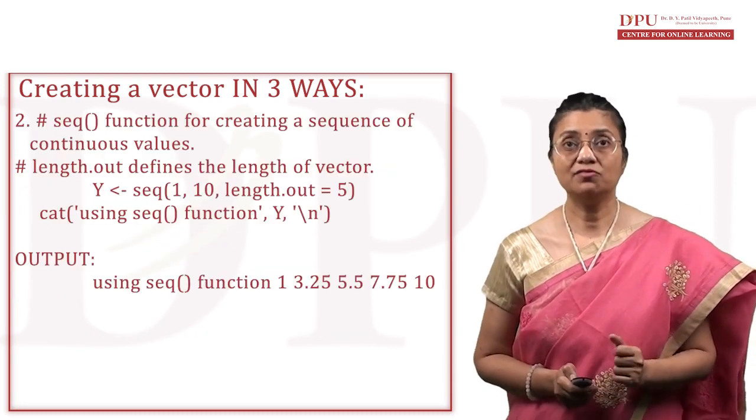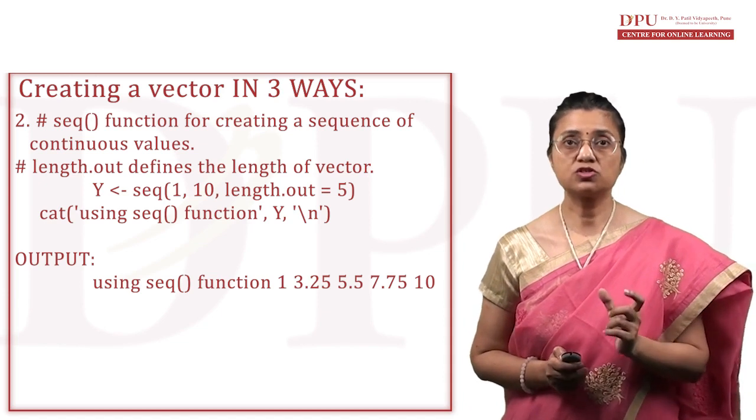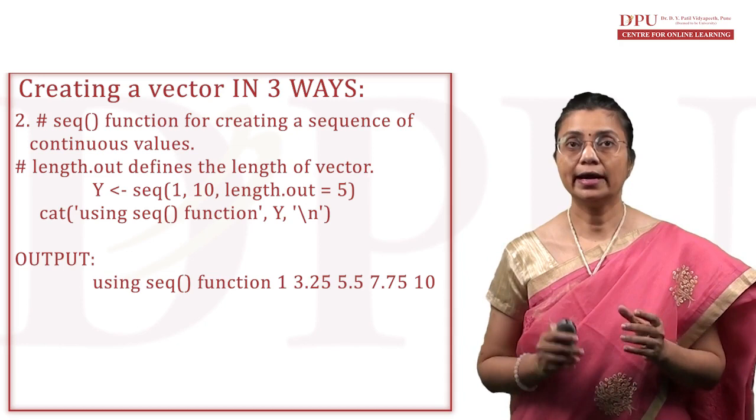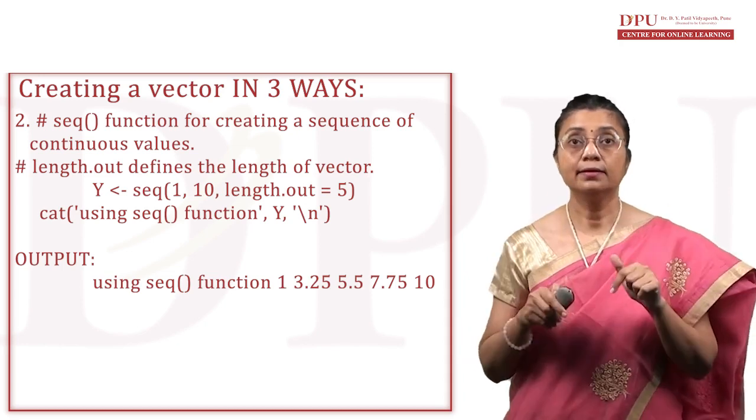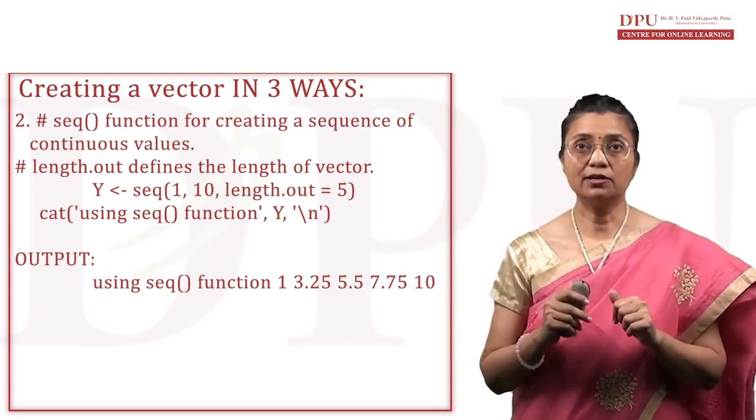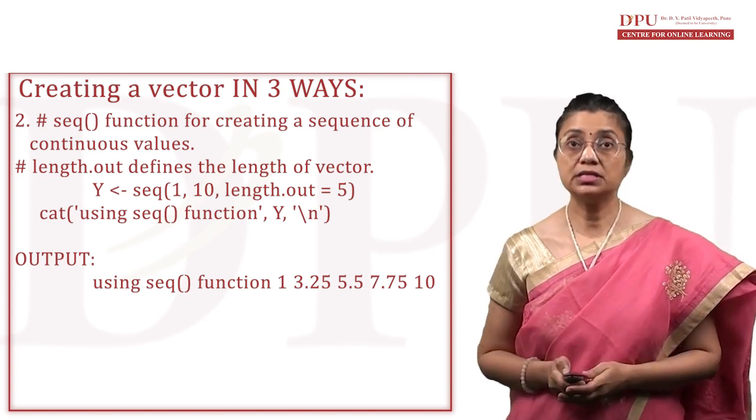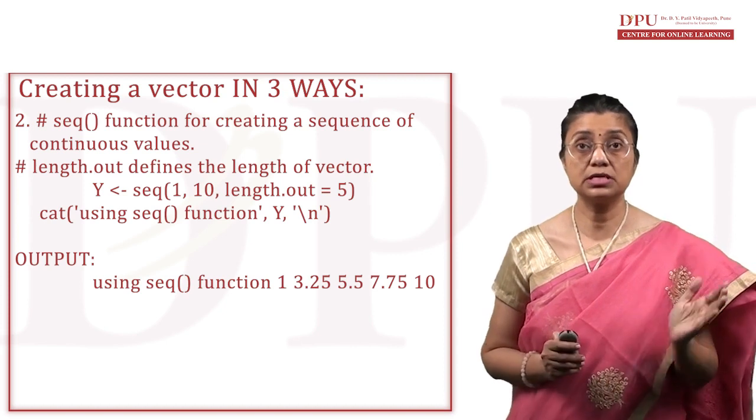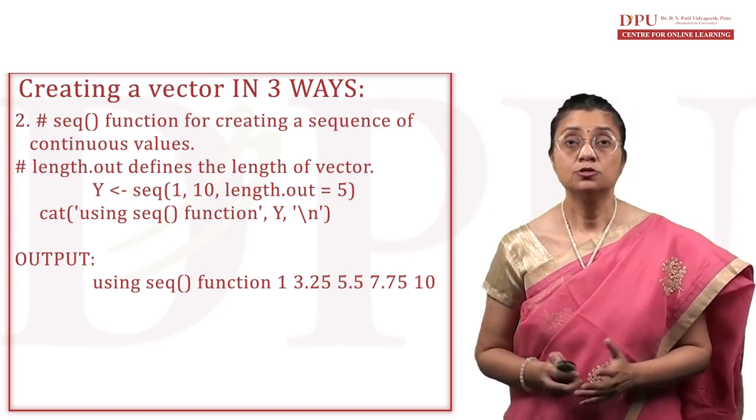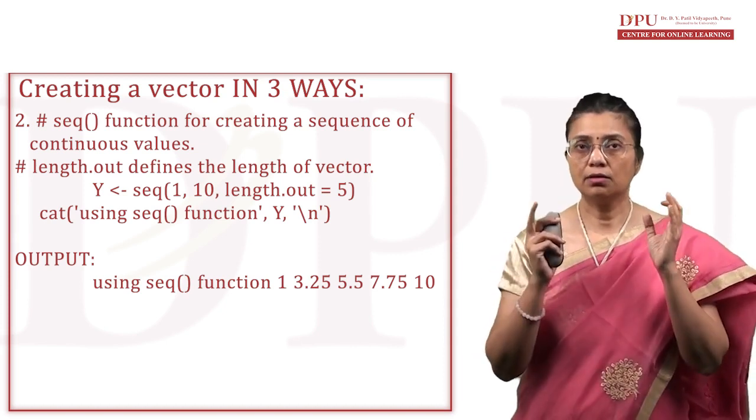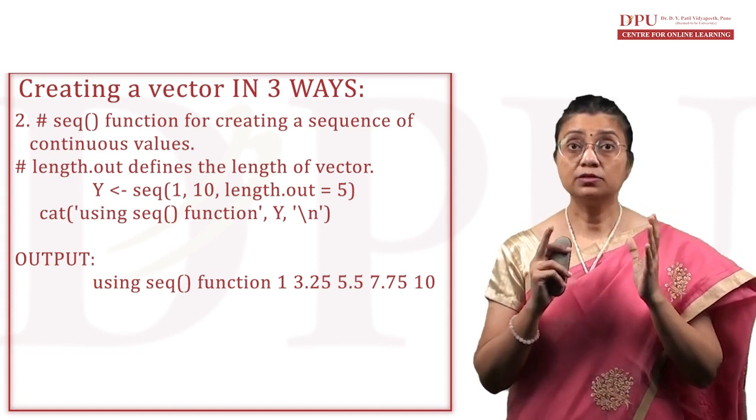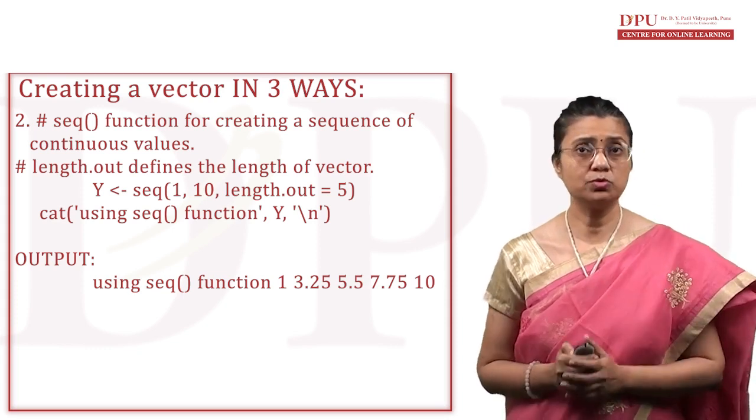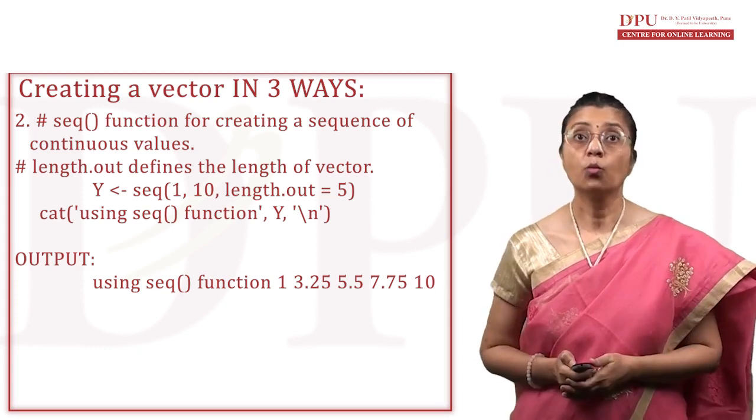Now in the second way, we have a very special function which is called the sequence function. This sequence function is written as seq and brackets. The seq function is used for creating a sequence of continuous values. As the word suggests, sequence, it is a sequence of continuous values. You can see there is a very typical length.out attribute. This length.out attribute defines the length of the vector.